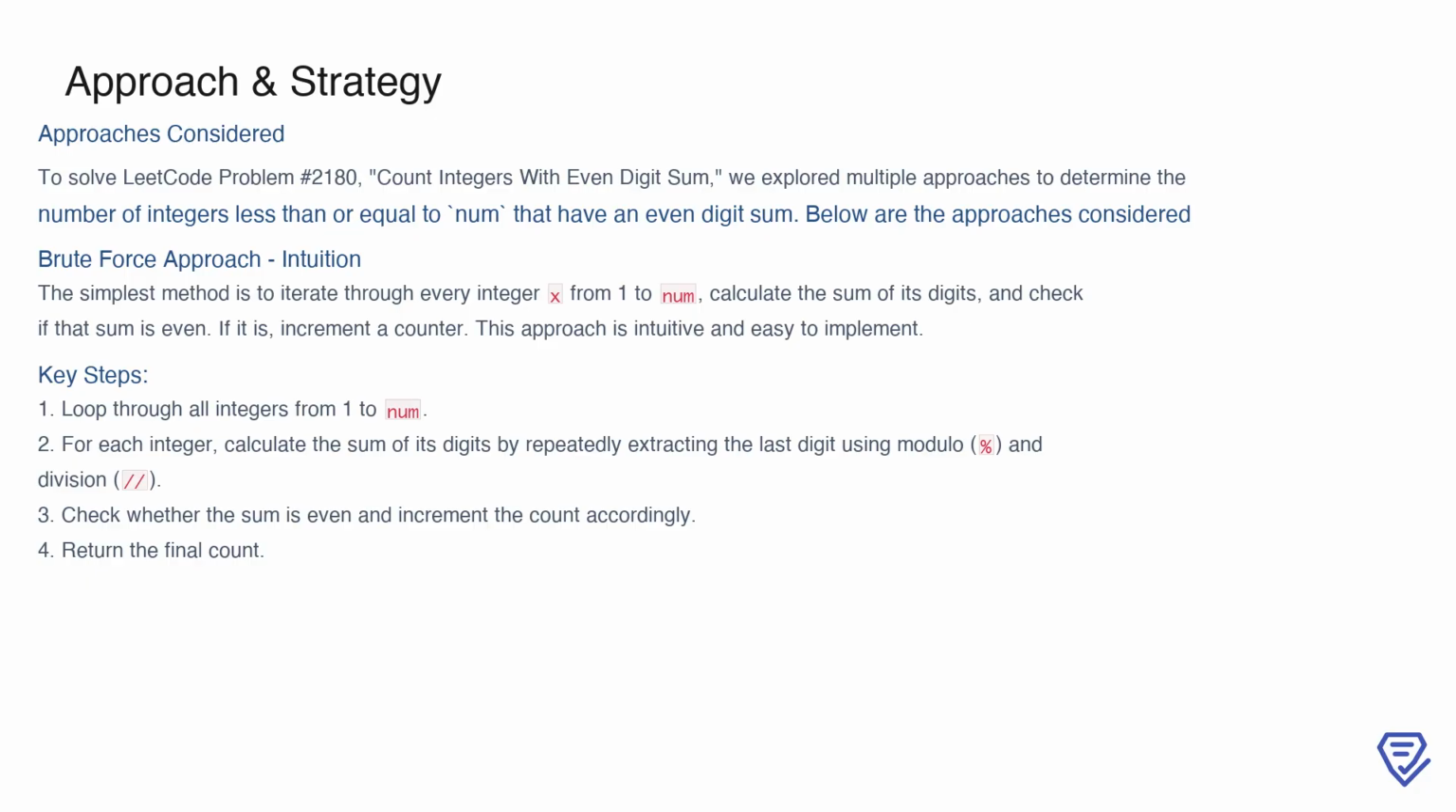This approach relies on breaking down each number into its individual digits using modulo and division operations. Once we have the sum of the digits, we perform a quick check to see if it's even, and if so, we include it in our count. Finally, we return the total count of valid numbers. This method is intuitive and easy to implement, making it a good starting point for solving the problem.